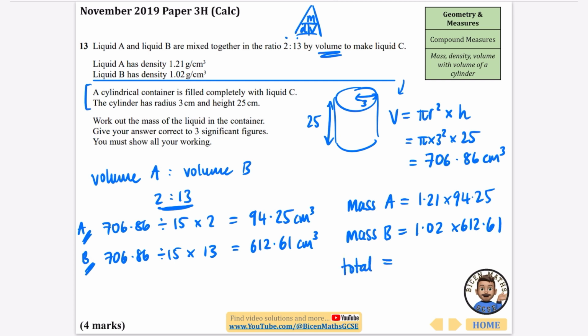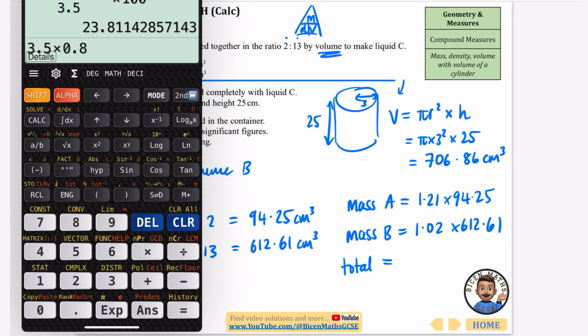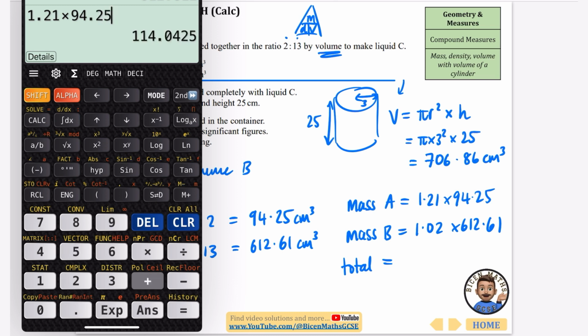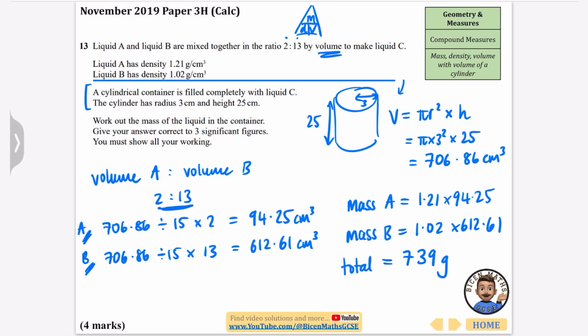So I'm going to just go to my calculator, and I'm going to do those two calculations all at once. That's 1.21 multiplied by 94.25 plus 1.02 multiplied by 612.61. And that total is 739 grams, because the units were in grams per centimetre, and that is to 3 significant figures. So we've got 739 grams.